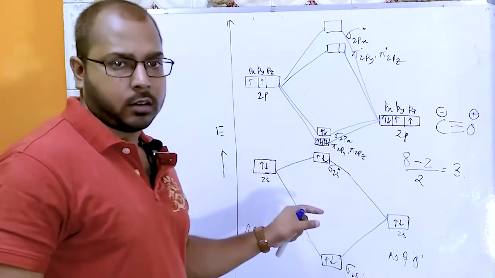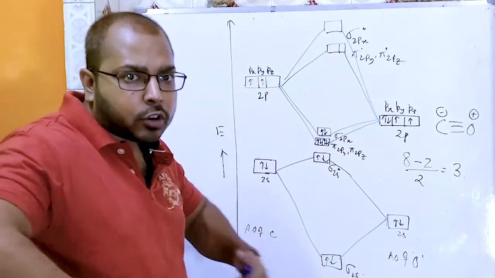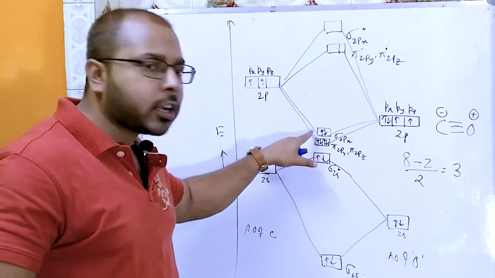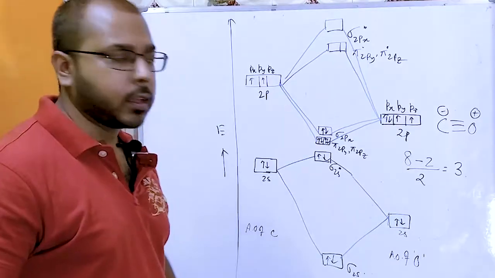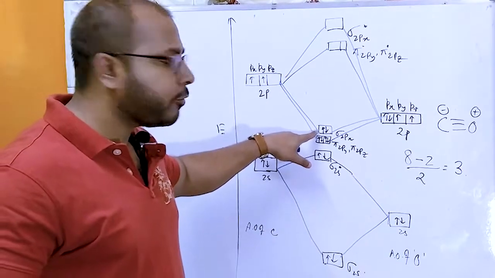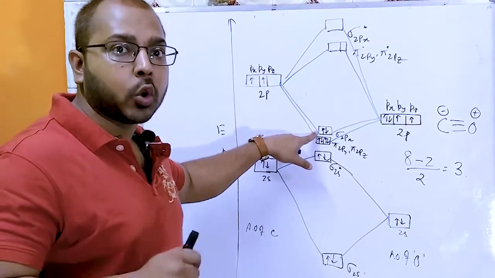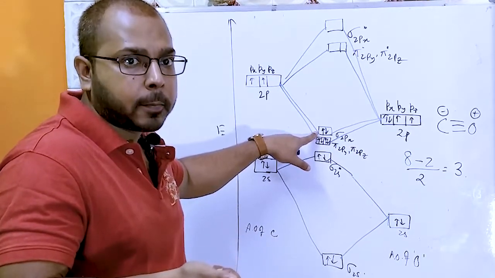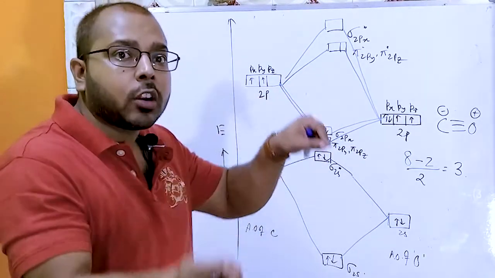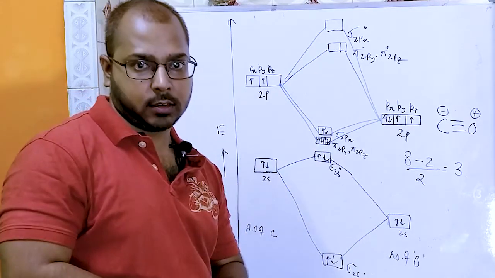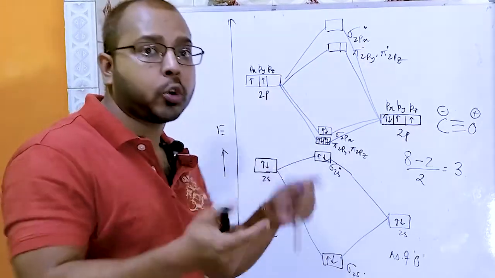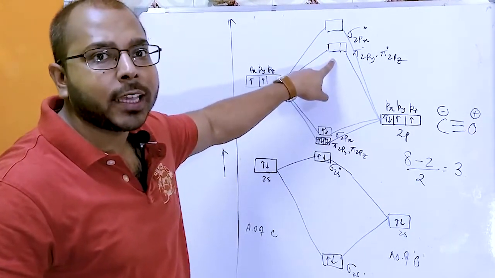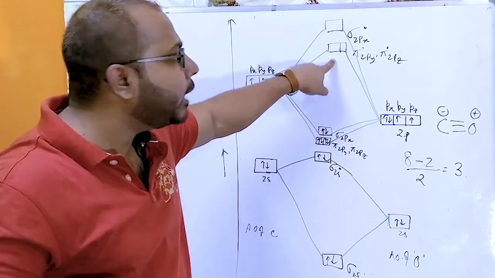So when some electron donation will be there, then sigma electrons will be donated. Electron will be donated from this sigma when there is scope of donation of electron. And if there is scope to accept electron, that means electron will be accepted in these vacant antibonding orbitals.